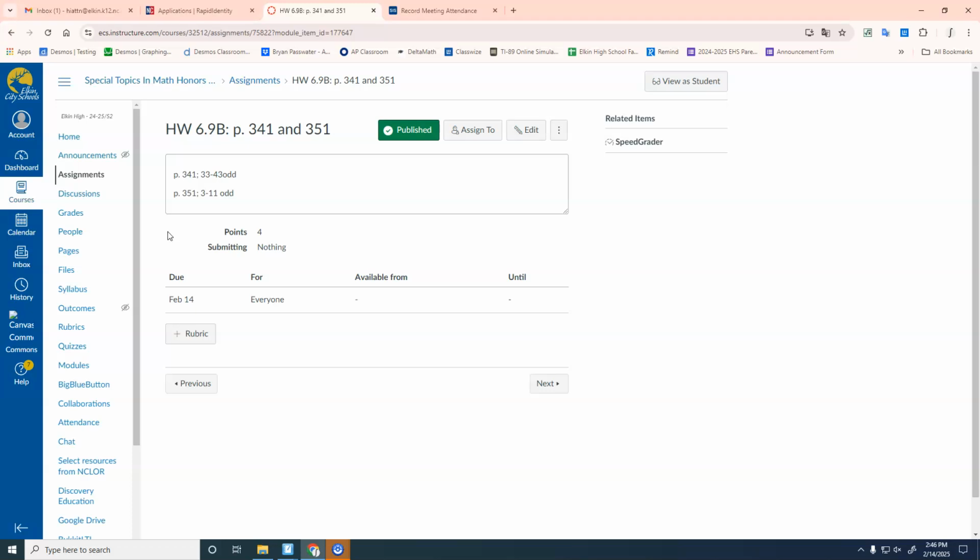I think that will be okay for that. You should see that 341 is going to be like your problems where you've got some trig and e's, and then your 351 is going to be natural logs.